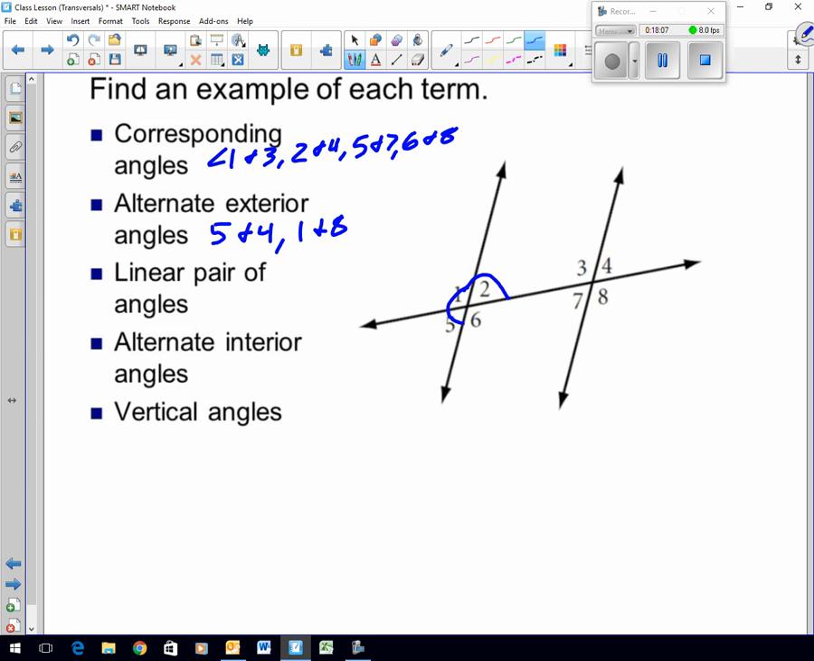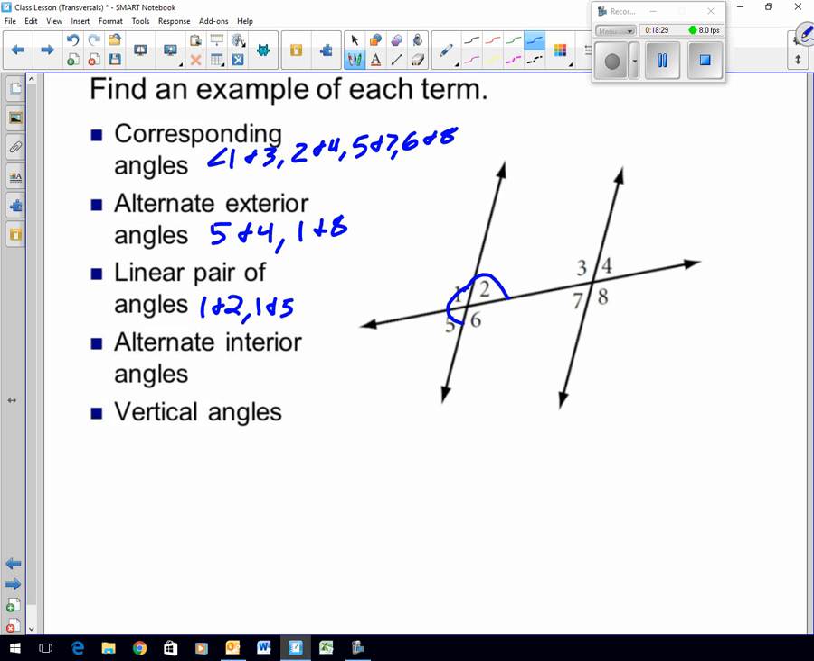So 1, 2, 5. No. How many are in a pair? 2. You ready? 1 and 2, and then 1 and 5.